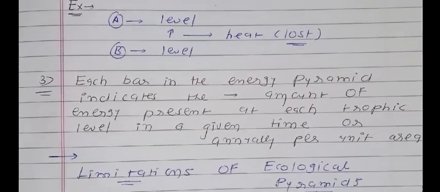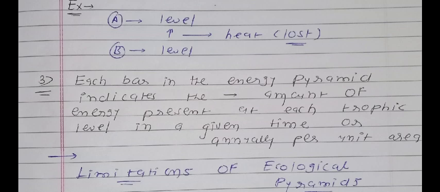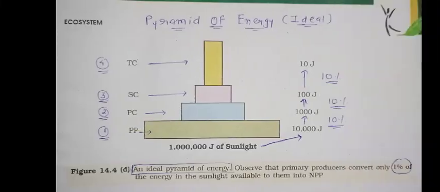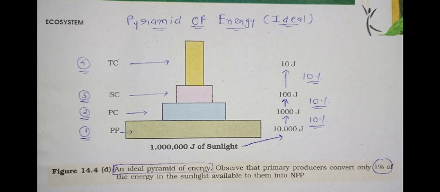Point number 3: each bar in the energy pyramid indicates the amount of energy present at each trophic level in a given time or annually per unit area. It means, in short, that each bar in the pyramid of energy is one type of indication of the amount of energy. See, we will understand this line with the help of this diagram.